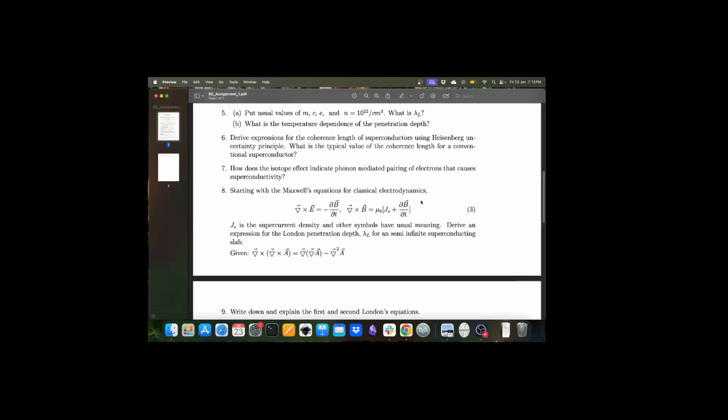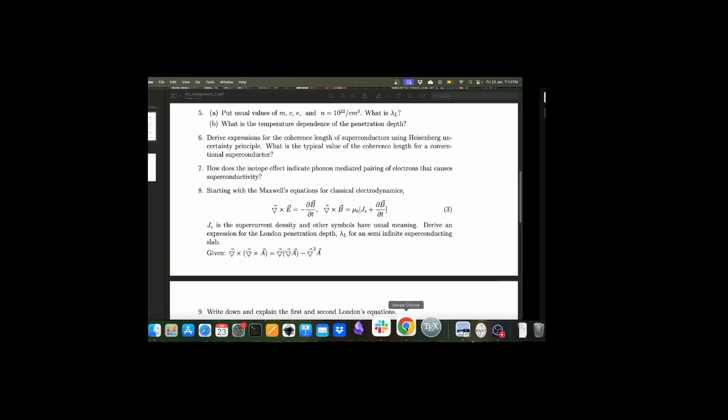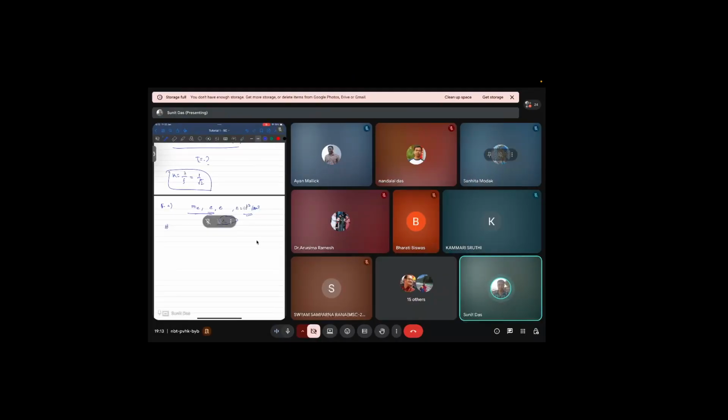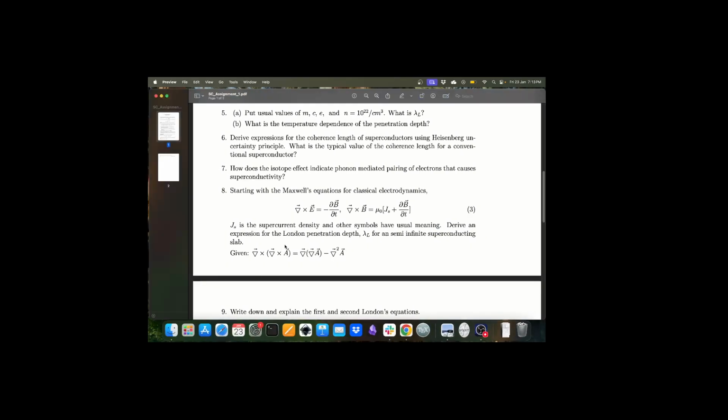So what is the temperature dependence of the penetration depth? As the temperature increases, the penetration depth also increases, because as the temperature rises, your superconducting state becomes weaker and weaker. So the magnetic field can penetrate more and more.